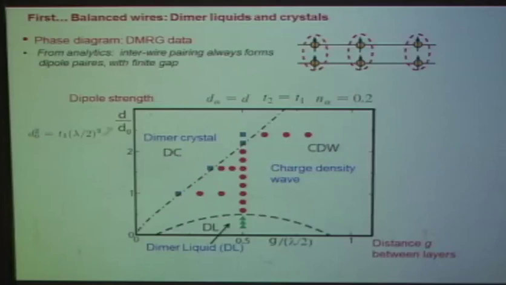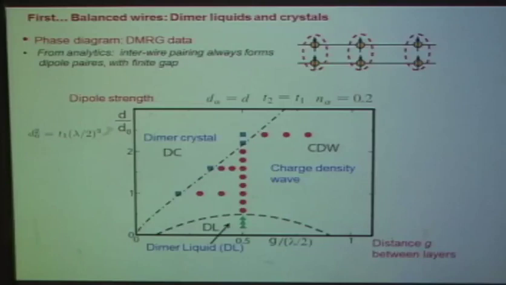So if the lattice is commensurate with your density, then you can also open a gap in your system and form a true crystal with a gap. And this you know immediately from analytics, and you just need a few scans with the DMRG code to check that we actually are capturing the right physics and putting the boundaries of the phases where they are.